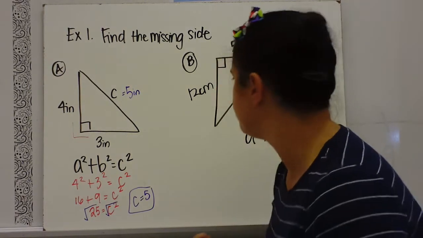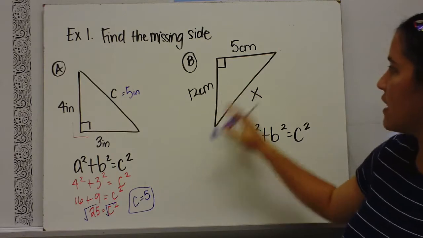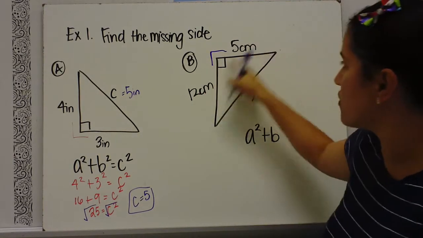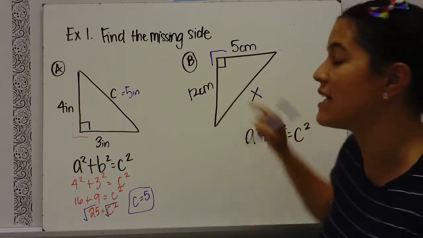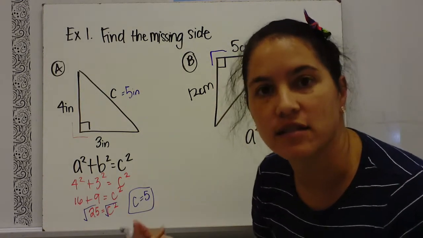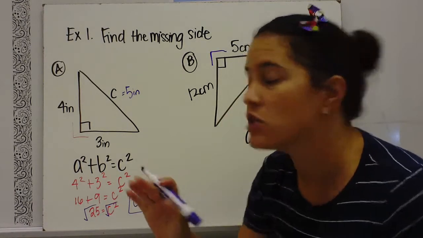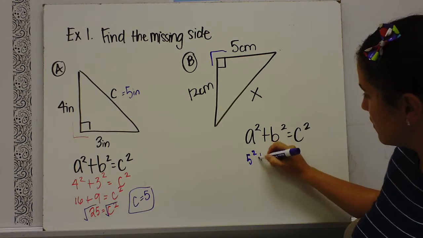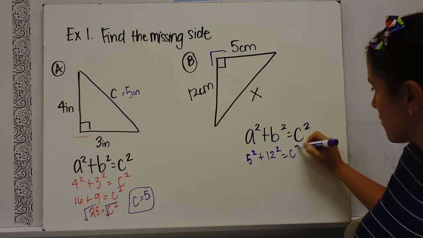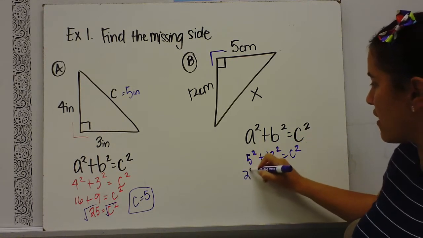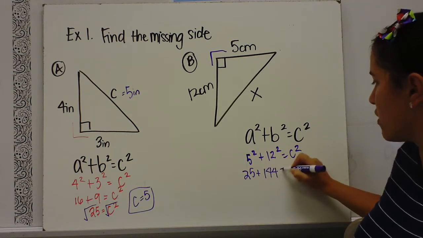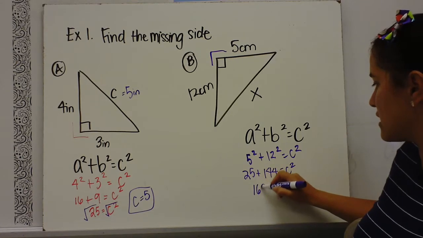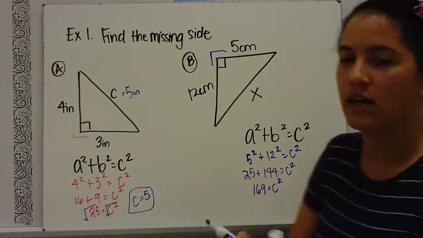Alright, let me show you another one. In this example, it's drawn a little differently, but you notice the two sides that make the right angle, those are our legs, and so we're missing C. Instead of C, you see an X, because sometimes you'll see an X. We substitute in 5 and 12 for A and B. And then we're going to simplify that, 25 plus 144. And then you're going to add, and we get 169 equals C squared.